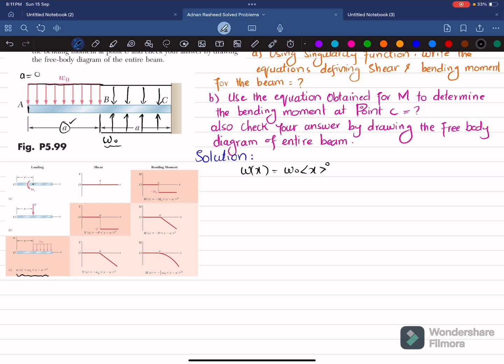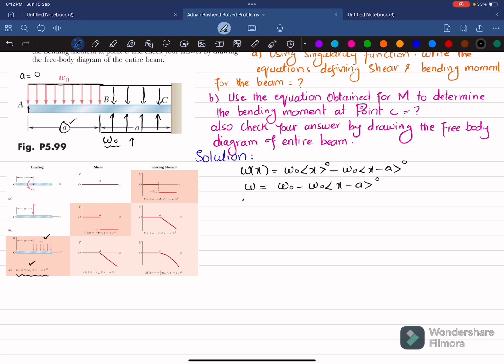Now for this distributed load, you can see that the distance from A to B is small a. So we will write minus. Why minus? Because this load is upward and here this load is downward. So for downward it is positive and for upward it is negative. So I will write W naught into x minus a power 0. So we will get W is equal to W naught times x power 0, which is 1, minus W naught into x minus a power 0.